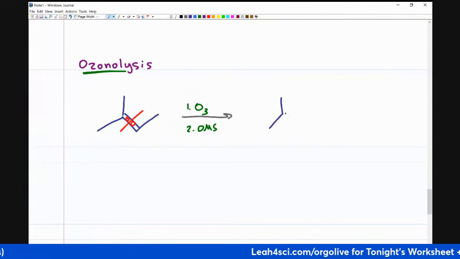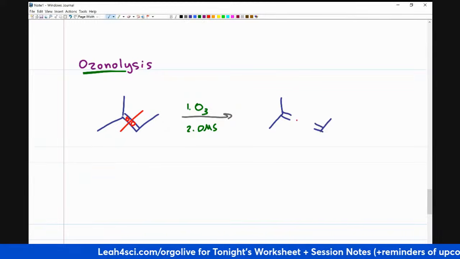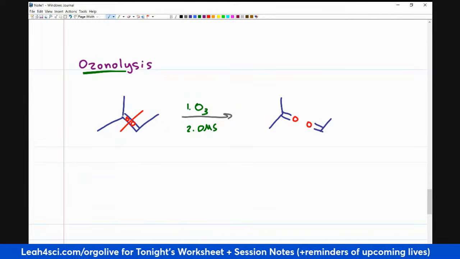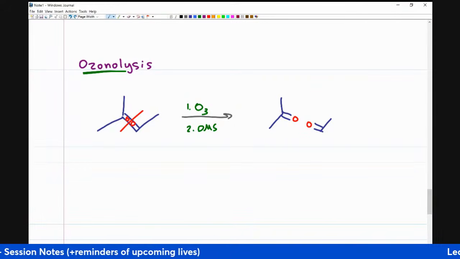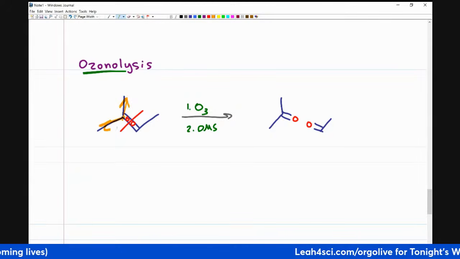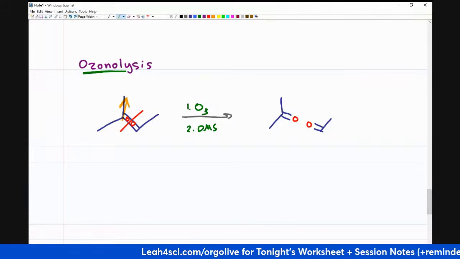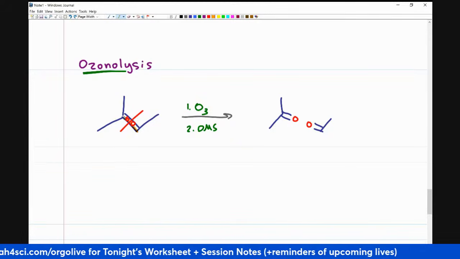So if you have something like this, that's the first half, the second half, put your oxygen in, and look at that. If the carbon on the alkene has 3 carbons attached to it, so notice that this one has 1, 2, and 3, it's more substituted. It's going to give me a ketone. If it only has 1 and 2 attached to it, it'll give me an aldehyde.